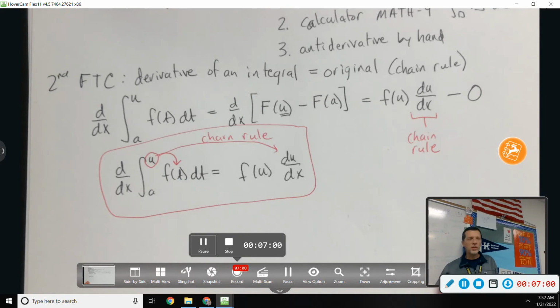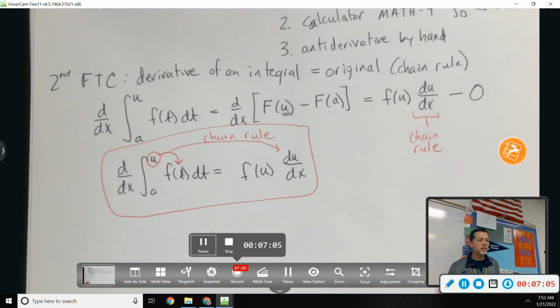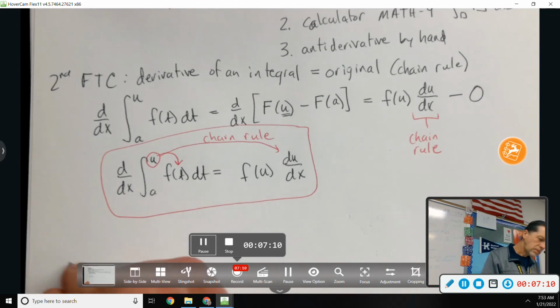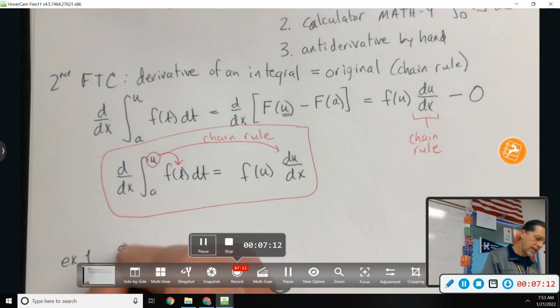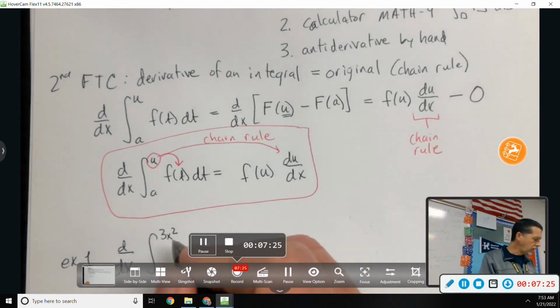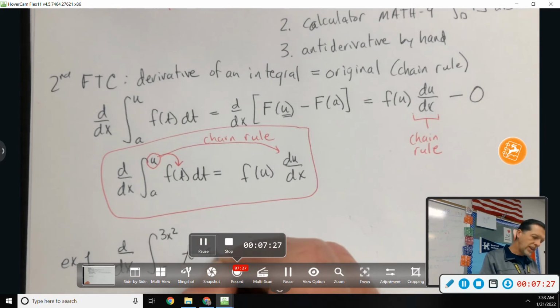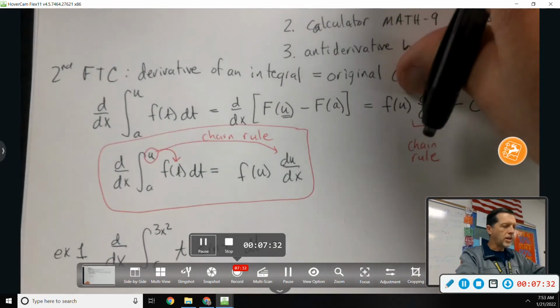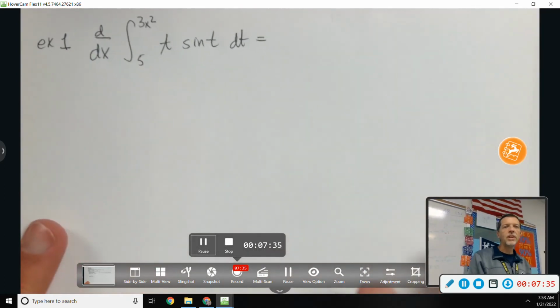So the derivative of the integral gets you back to the original, but you have to be careful with the chain rule. So that looks really complicated. In practice, it's pretty easy. So let's find the derivative of the integral from 5 to 3x squared of t sine of t dt. I have to put that where you can read it. That helps.